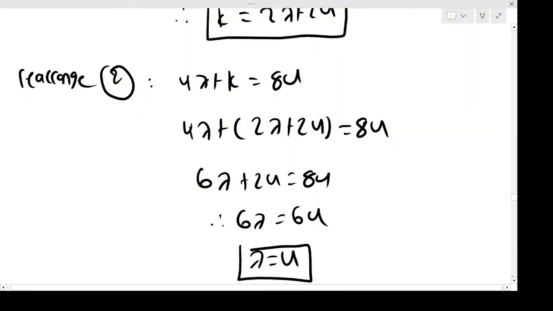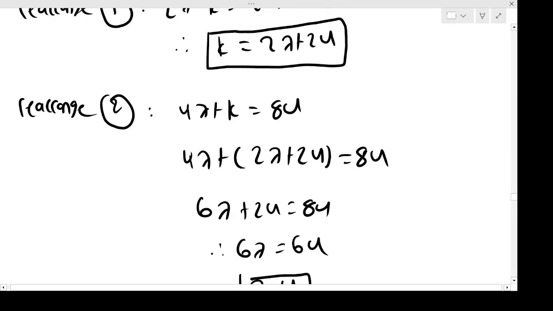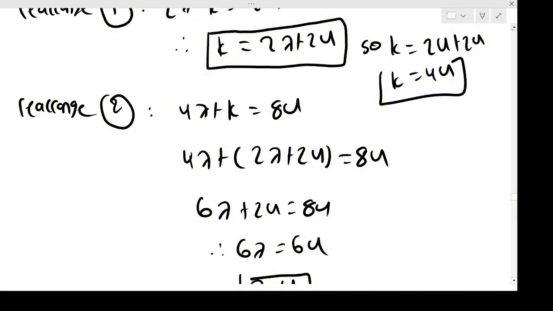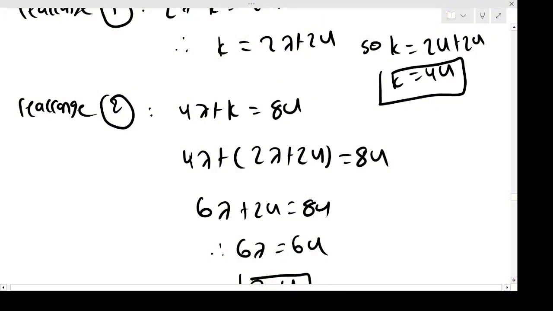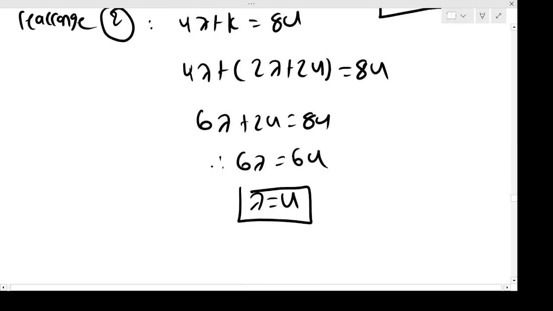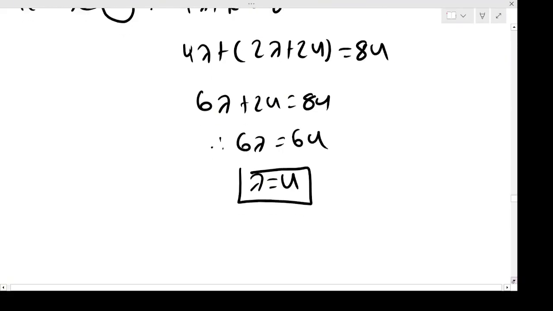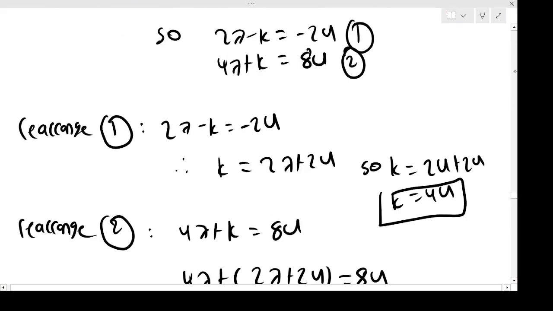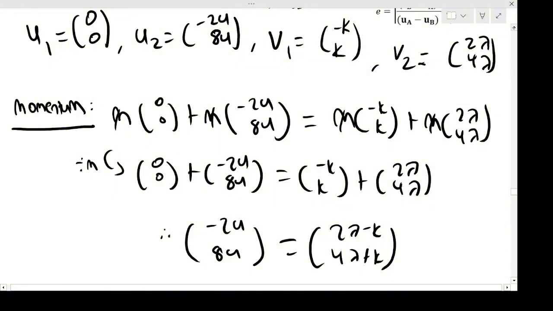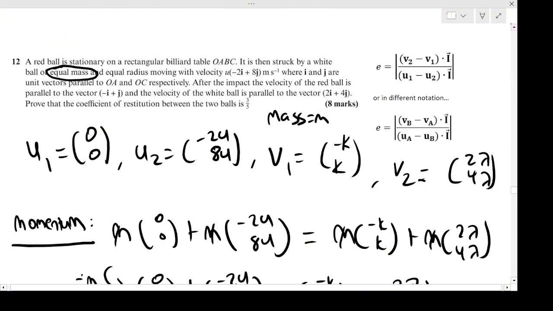And actually, then we can further simplify k, because we know that lambda is u. So k is 2u add 2u, which is 4u. And so now I've got simplified expressions for k and lambda in terms of u. Now again, there's no more equations I can pull out of thin air to get a third equation and solve. But maybe I don't need to find the actual numbers, the solutions. I just need to find the coefficient of restitution.